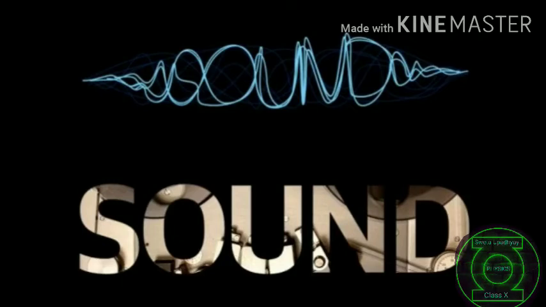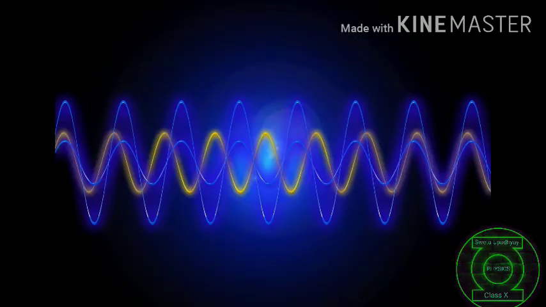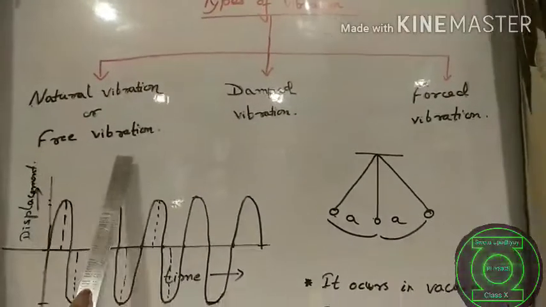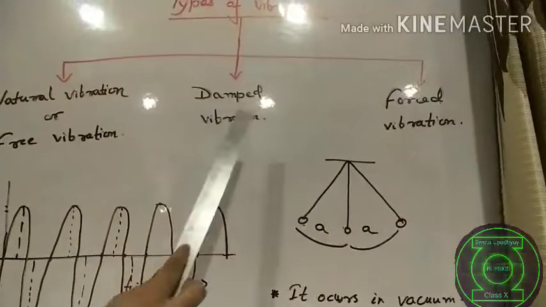Hello class 10. Today we'll continue with the chapter Sound, and in that we'll start with Sound 7B, that is natural, damped and forced vibrations. So we will discuss today the three types of vibrations: natural vibrations or free vibrations, damped vibrations and forced vibrations.